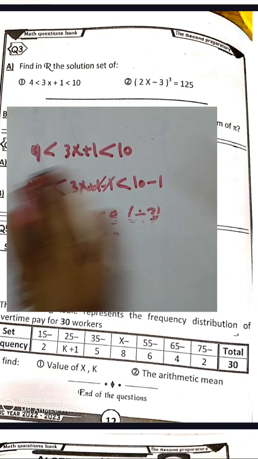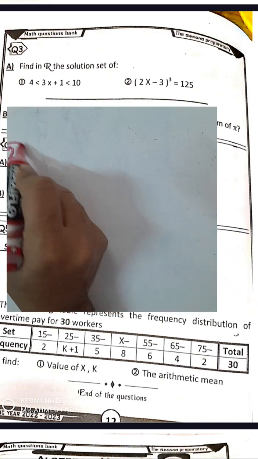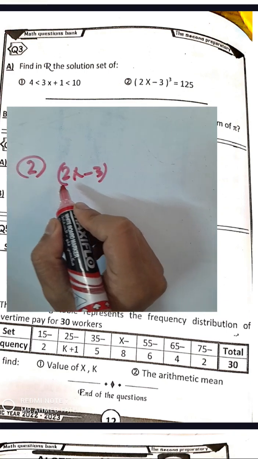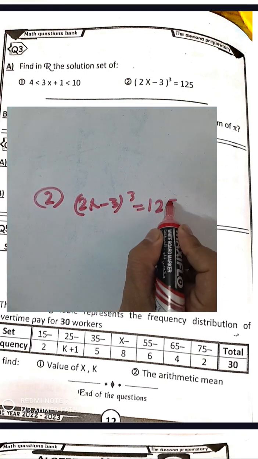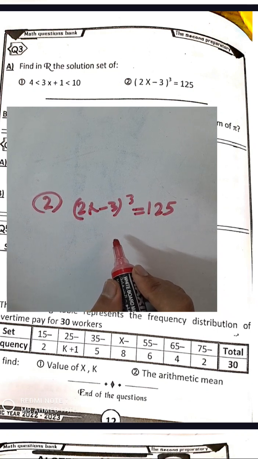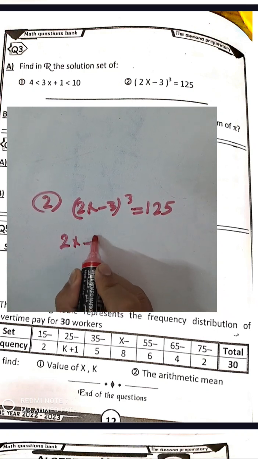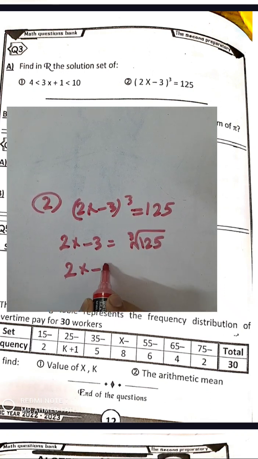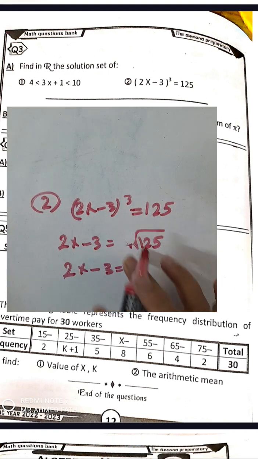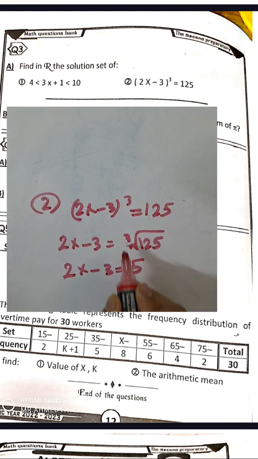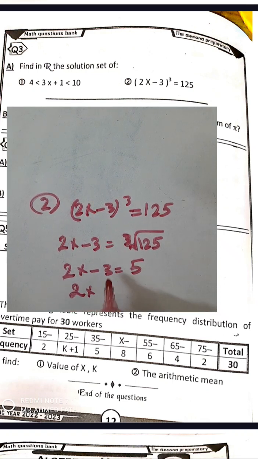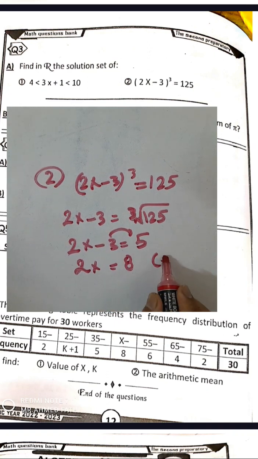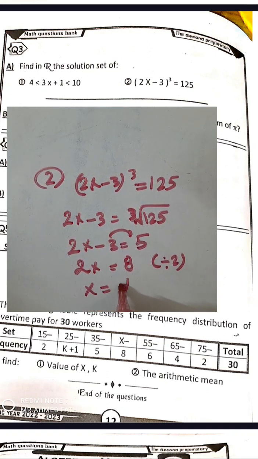Okay, question number 2. We have 2x minus 3 all to the power 3 equals 125. You can simplify it by writing 2x minus 3 equals the cubic root of 125, which will be 5. Then 2x equals 5 plus 3, moving the negative 3 to the right hand side by changing the sign, which equals 8. Then we can divide by 2. The value of x will be 8 divided by 2 equals 4.